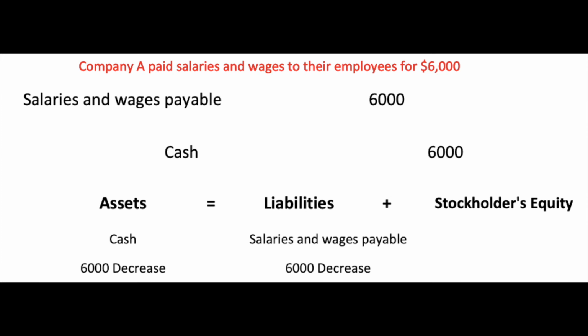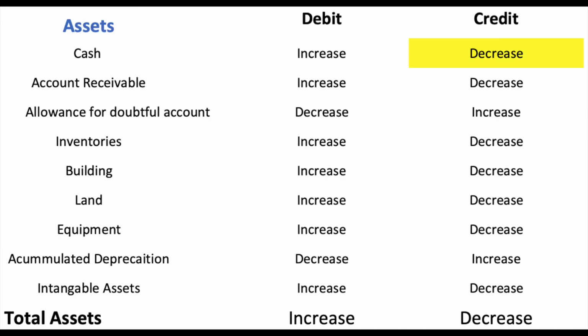Company A paid salaries and wages to their employees for $6,000. Company A should credit cash for $6,000, and debit salaries and wages payable for the same amount. Assets decrease by $6,000, and liabilities are decreased by the $6,000. In this transaction, salaries and wages payable and cash are decreased in the balance sheet.